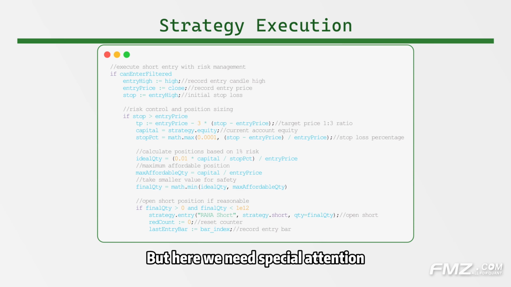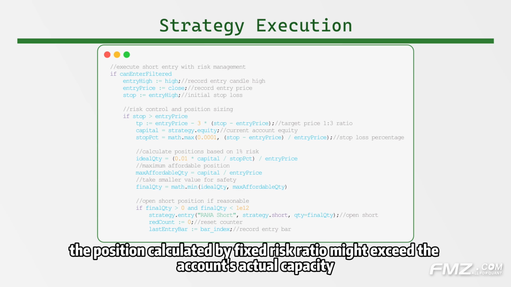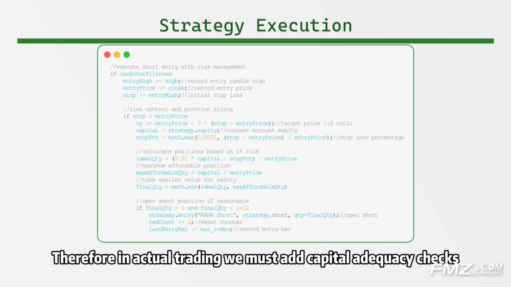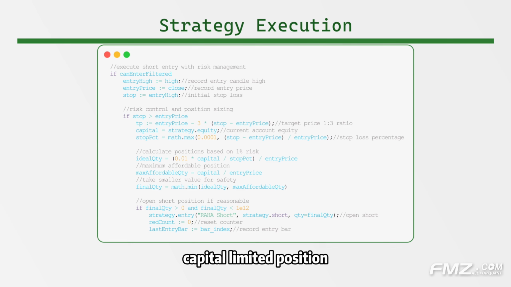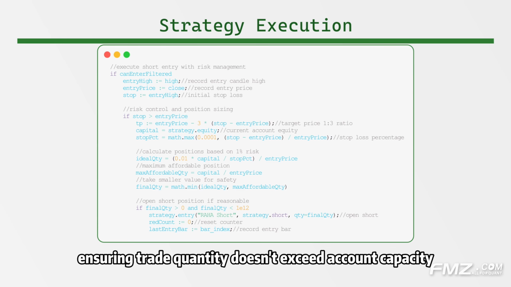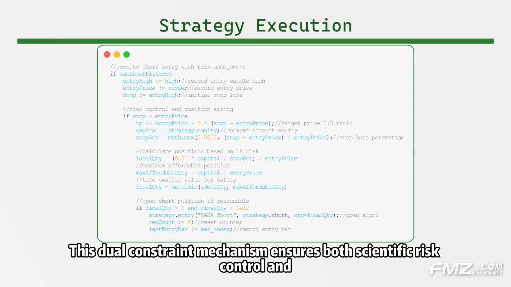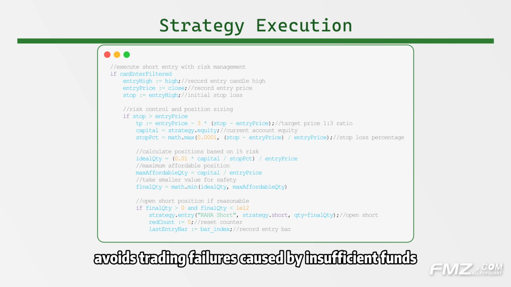But here we need special attention. When the stop-loss distance is too small, the position calculated by the fixed risk ratio might exceed the account's actual capacity. Therefore, in actual trading, we must add capital adequacy checks, taking the smaller of the ideal position and the capital-limited position, ensuring trade quantity does not exceed account capacity. This dual constraint mechanism ensures both scientific risk control and avoids trading failures caused by insufficient funds.